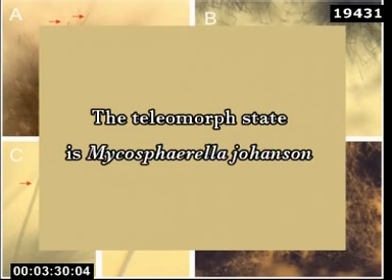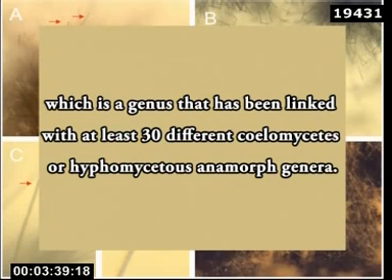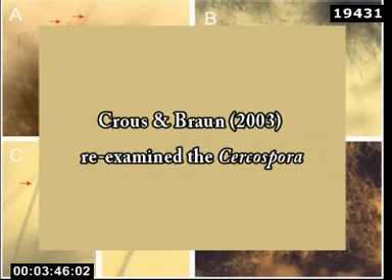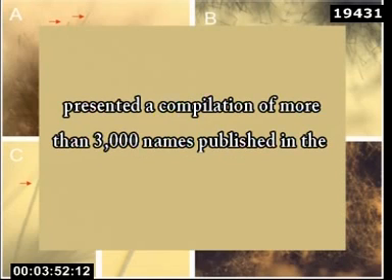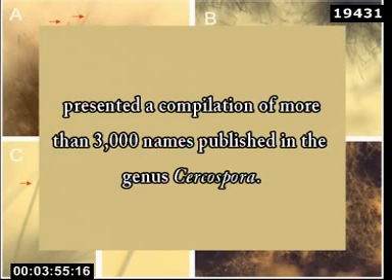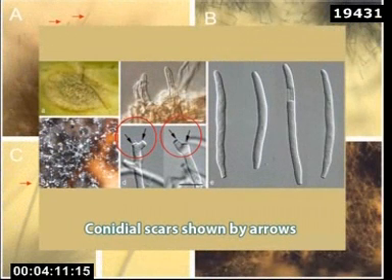The teleomorph of Cercospora is Mycosphaerella, which is a genus that has been linked with at least 30 different coelomycetes or hyphomycetes anamorph genera. Crous and Braun in 2003 re-examined Cercospora and presented a compilation of more than 3,000 names published in the genus Cercospora. They separated the Cercosporoid genera mainly based on a combination of characters, namely structure of conidiogenous loci or scars and hila, and the presence or absence of pigmentation in conidiophores and conidia.